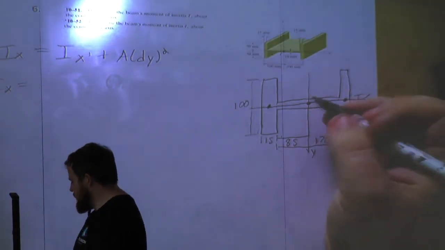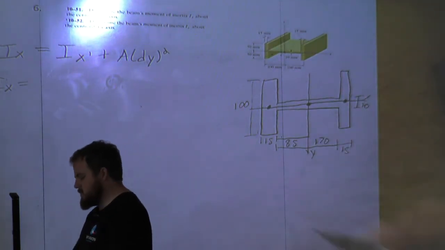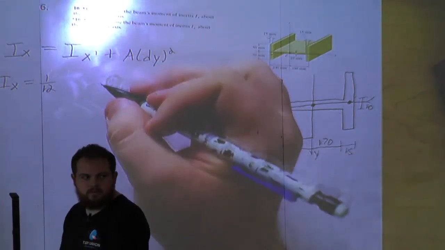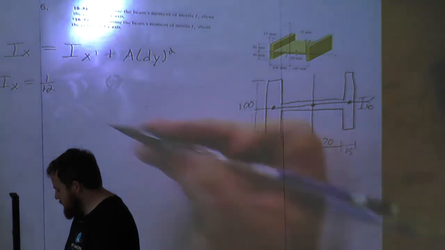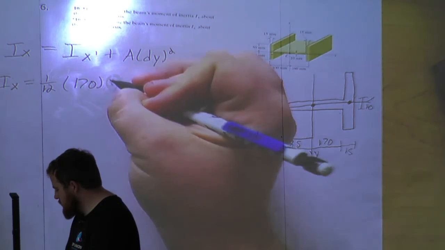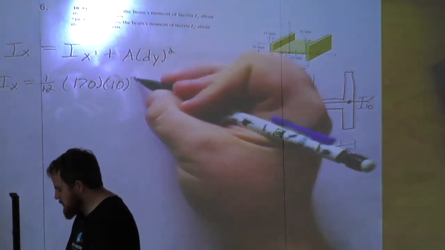So let's begin writing our equation. The moment of inertia of a rectangle is just that 1/12 base height cubed, right? So let's start with this middle rectangle. So this is going to be 170 as your base, and then your height is 10. So 10 cubed.